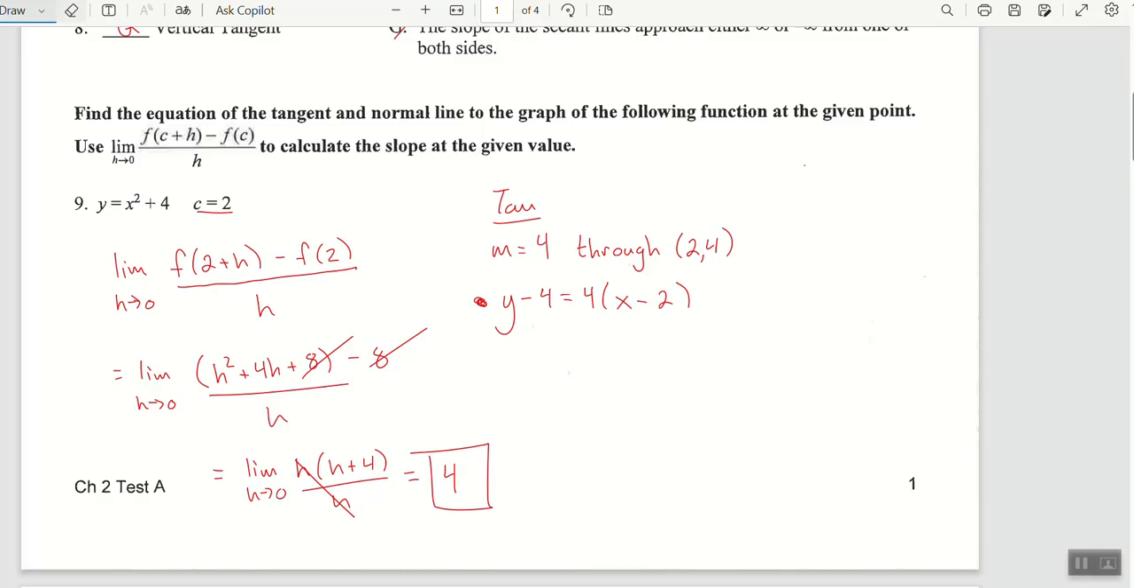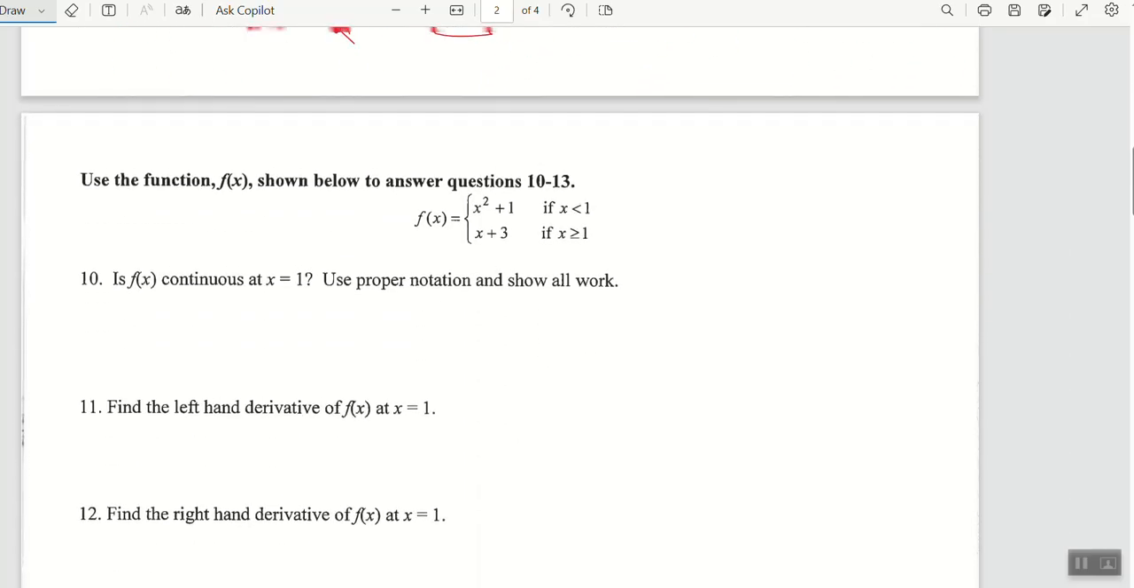Okay, the normal line. What on earth is a normal line? The opposite reciprocal. It's perpendicular to my tangent. All I need to change is the slope. What's perpendicular to a slope of 4? So here we go. y minus 4 is equal to negative 1/4 times x minus 2. And we're done. Maybe not super duper easy, but any questions on that first page before we move on?